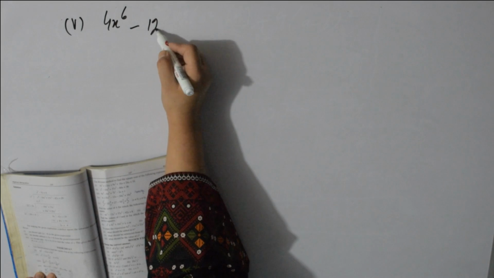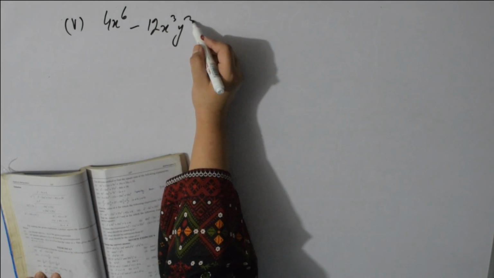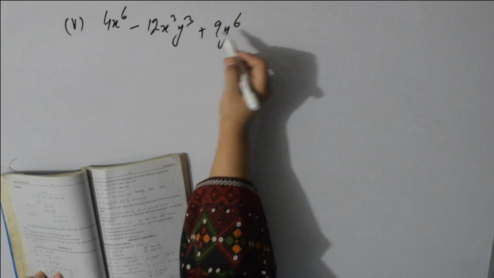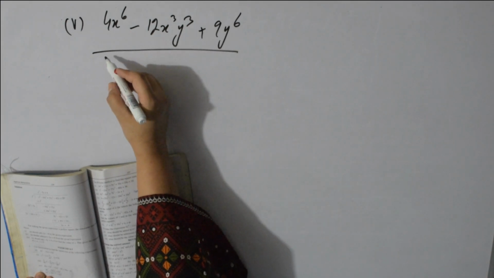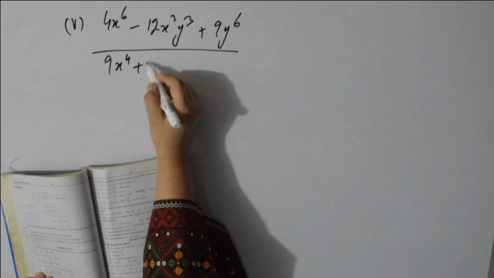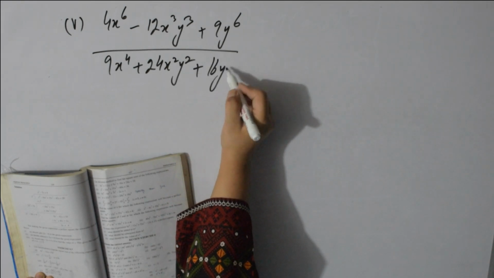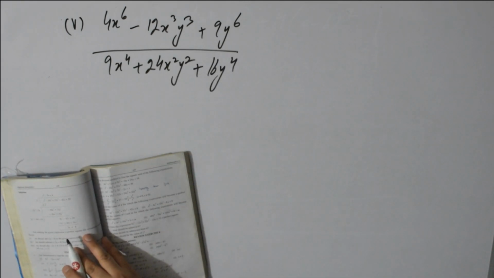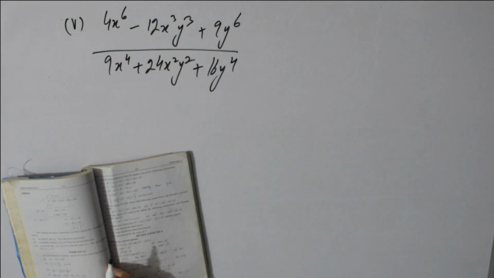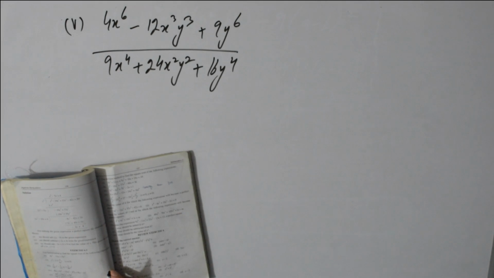4x⁶ minus 12x³y³ plus 9y⁶, whole divided by 9x⁴ plus 24x²y² plus 16y⁴. Right students, this is your fifth part of question number 1.